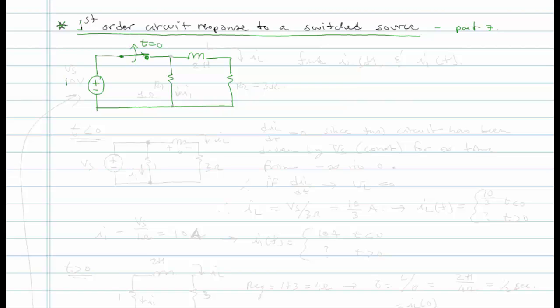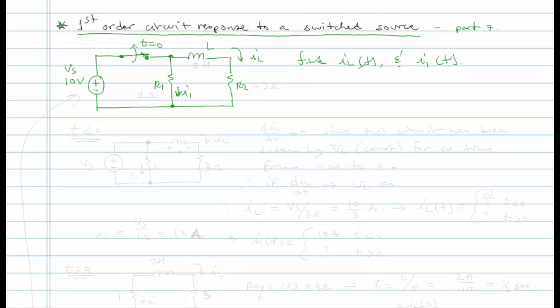We'll say it's a 10 volt source, Vs. And we have an inductor, L. We have a resistor, R1, and a resistor, R2. And we'll have IL. And we'll say we have a current I1. Okay, current I1. And what we want to do is find IL of t and I1 of t.